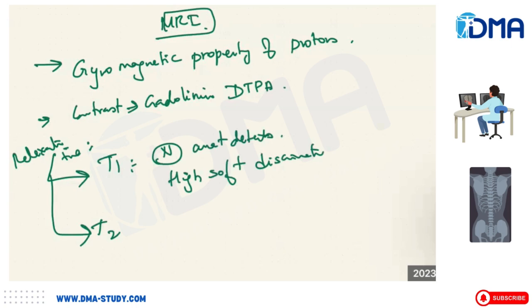Whereas T2 is the time taken by the protons to displace. It is used to assess the pathological conditions, right? Whenever you see an MRI image, you have to see whether it is a T2 weighted image or a T1 weighted image. How will you see?